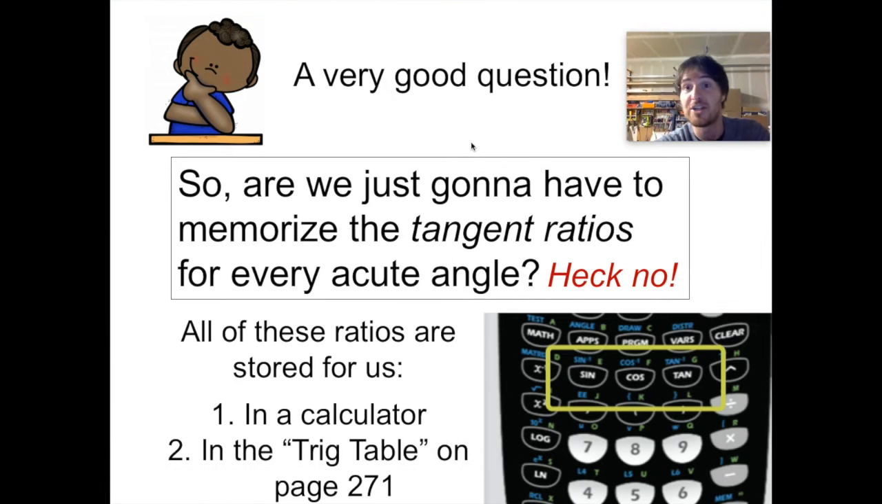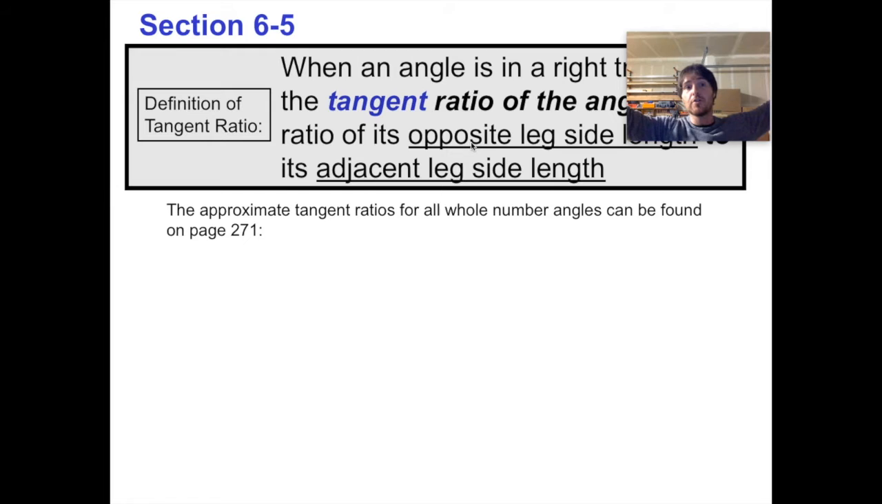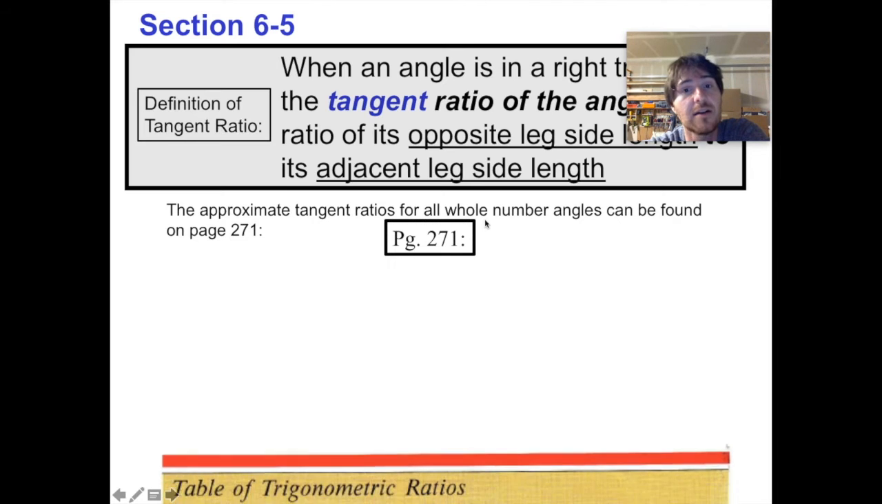I'm pulling on my tangent values, okay? So without further ado, the approximate tangent ratios for all whole number angles can be found on page 271. Let's just start looking at a lot of this here.